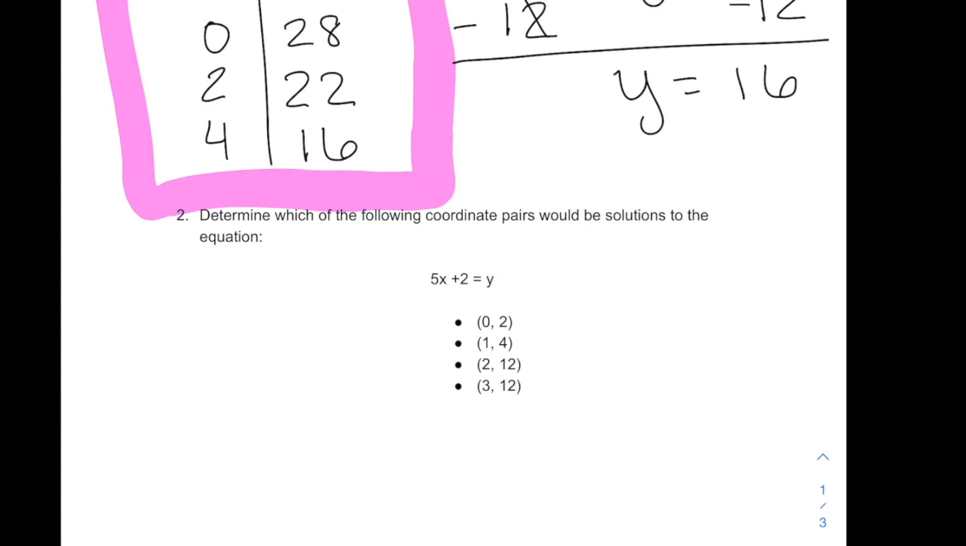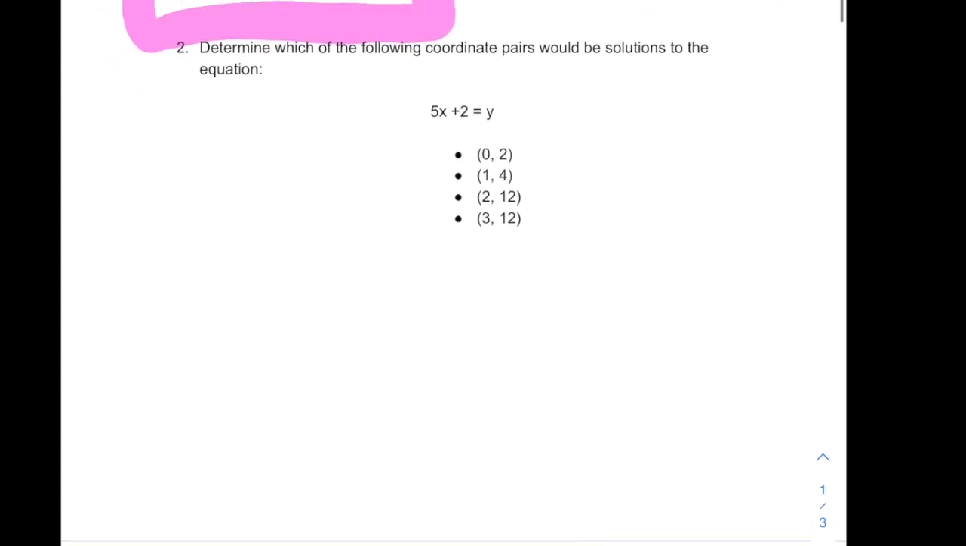The next type you're going to see is something like this number 2 that says determine which of the following coordinate pairs would be solutions to the equation. So instead of creating your own solutions, they gave you some and they want to know if they would work. So remember, coordinate pairs are always x comma y. So that means we have 0, 2, 1, 4, 2, 12, and 3, 12. So we need to figure out which of those 4 options work.